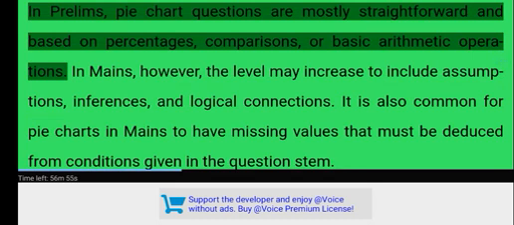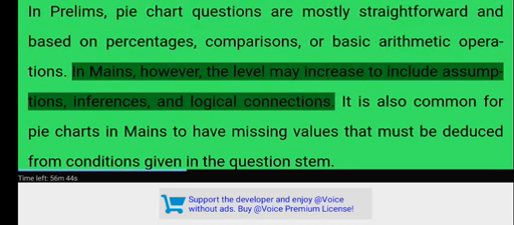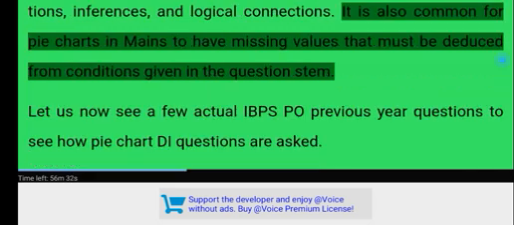In prelims, pie chart questions are mostly straightforward and based on percentages, comparisons, or basic arithmetic operations. In mains, however, the level may increase to include assumptions, inferences, and logical connections. It is also common for pie charts in mains to have missing values that must be deduced from conditions given in the question stem.